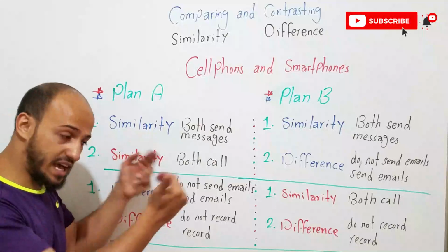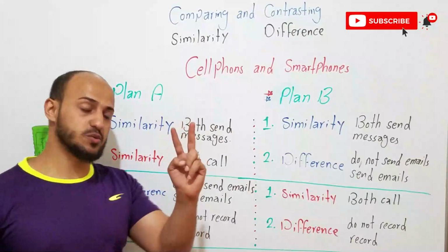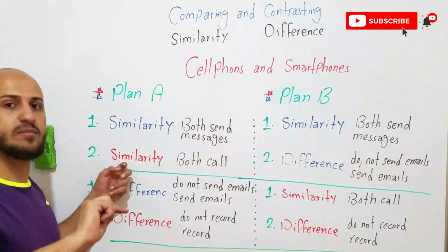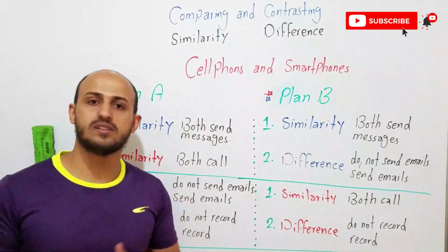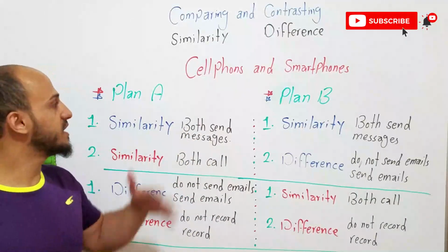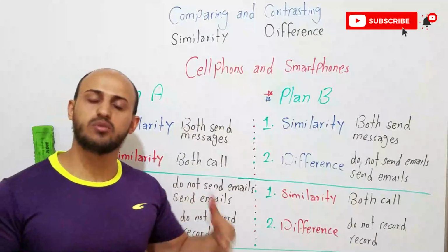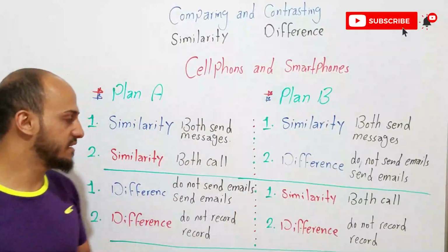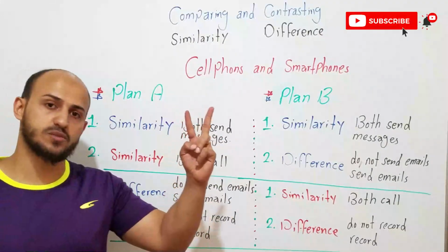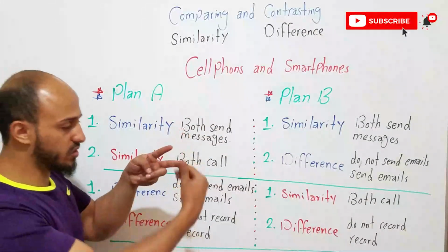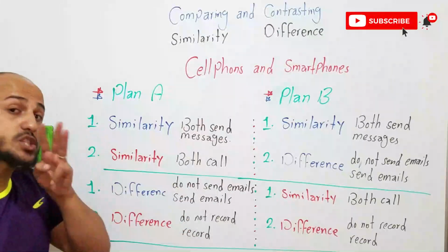Then when you write after it the supporting sentence 2, you write another similarity, number 2, okay? You say both call. You say cell phones and smartphones can both call and talk to people. This is your supporting sentence number 2. Now what you will write after them. Now I want you to pay attention.